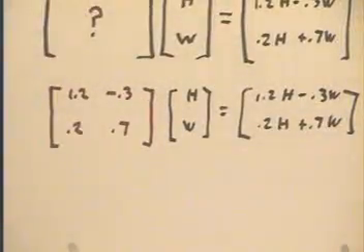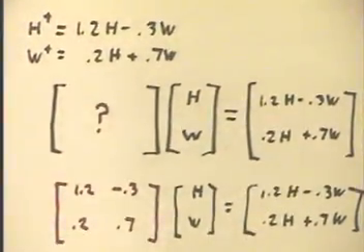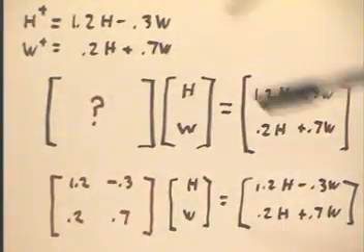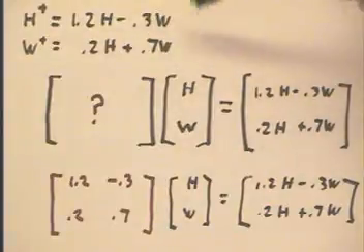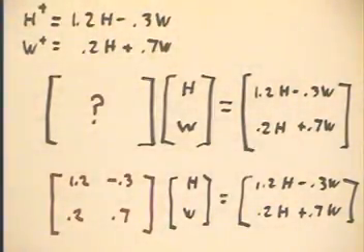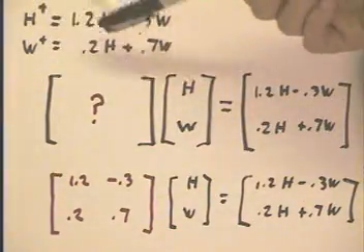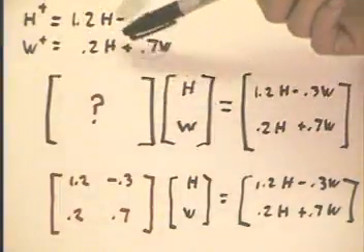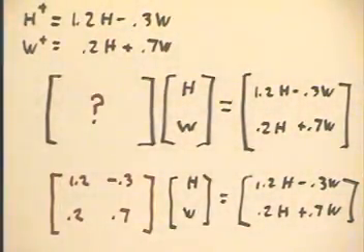Here's another model, just looking at how we represent some of these situations by matrices. Okay, H and W are going to stand for the numbers of wolves and hares in an ecosystem, let's say. H plus will be the number of hares after the transition period, W plus the number of wolves after the transition period. H and W, the numbers of hares and wolves before the transition period.